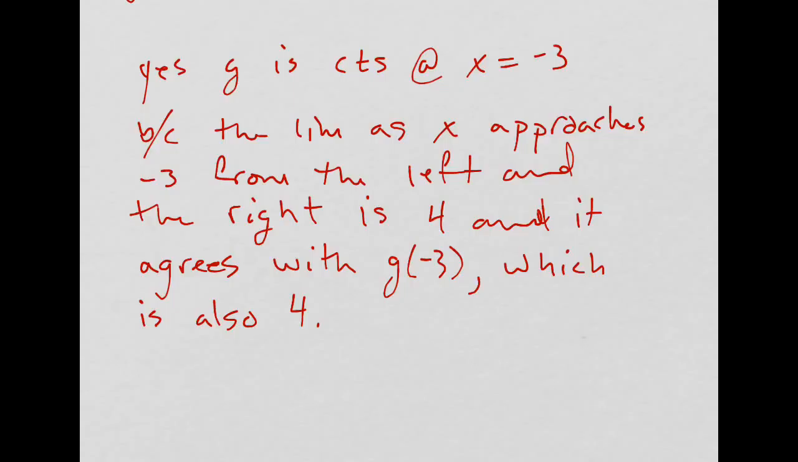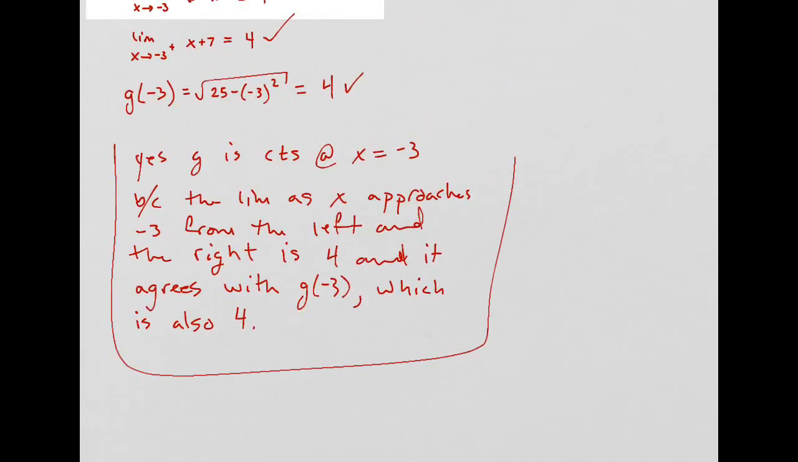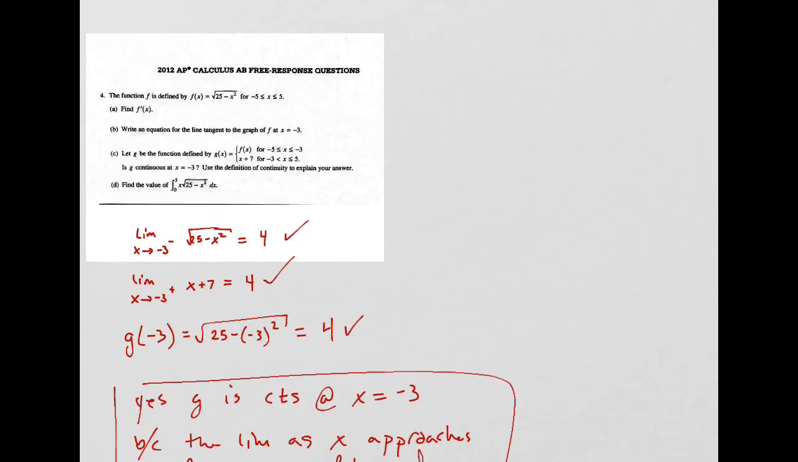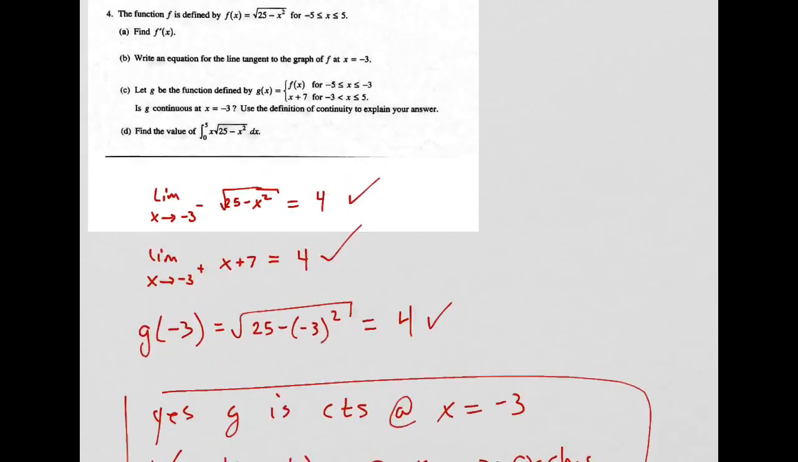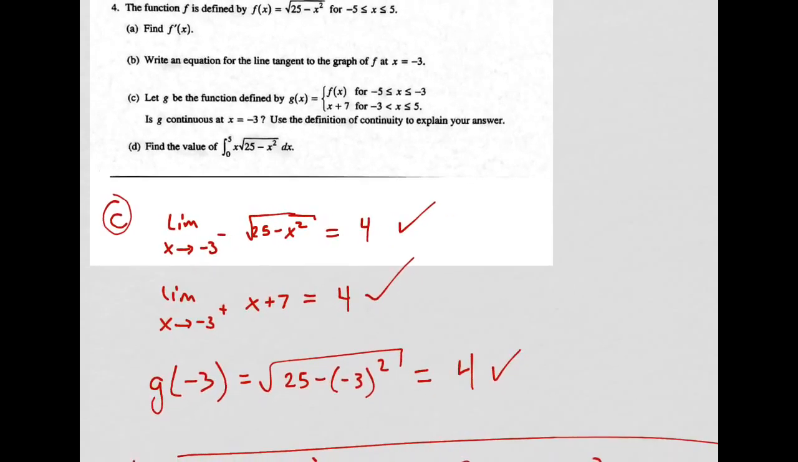The limit from the left has to agree with the limit from the right, and it also has to agree with the evaluation of the function. Wow, I'm talking fast. And so that's what I would say. And I showed all my work or my reasoning. I don't even have very much work to show. So that's part C, right? Part C, like Moses.